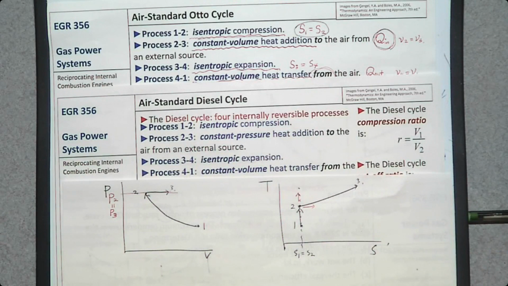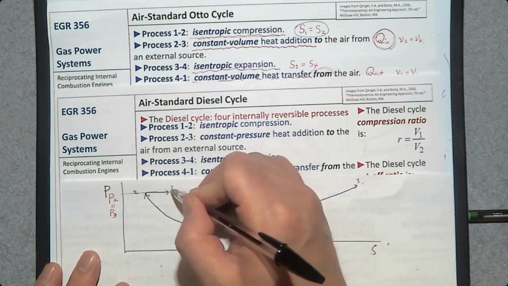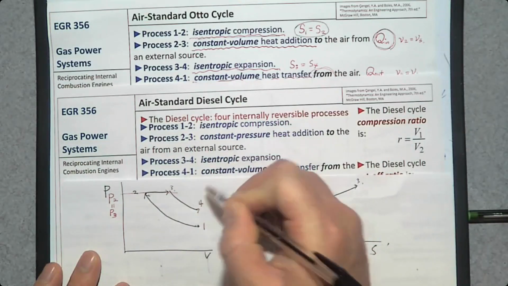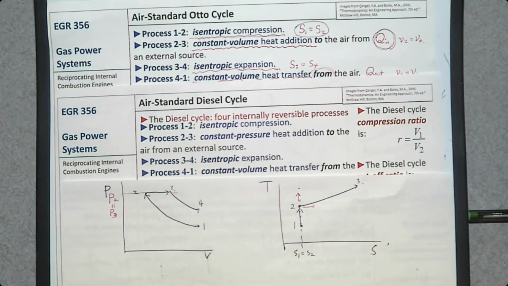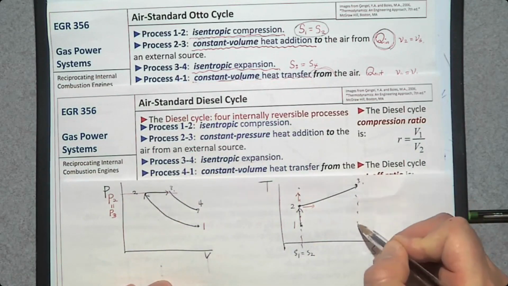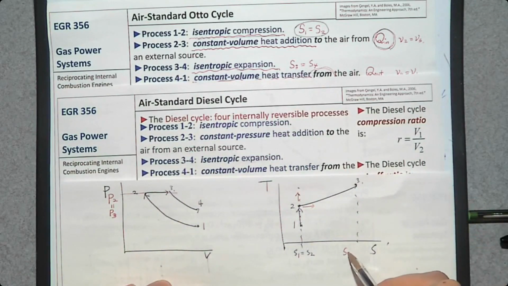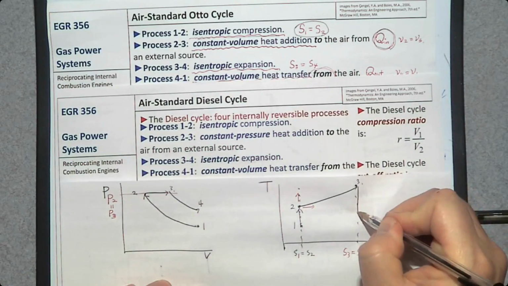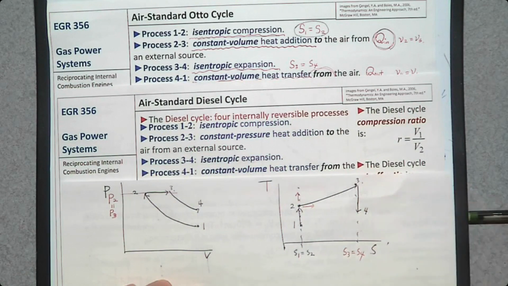So entropy remains constant and it's an expansion process. Volume should go up, pressure should go down. This way. Number 4. What about on this TS diagram? It's isentropic. Entropy remains constant. Expansion process, temperature should go down. Entropy remains constant. S3 is the same as S4. And temperature should go down because it's an expansion process.